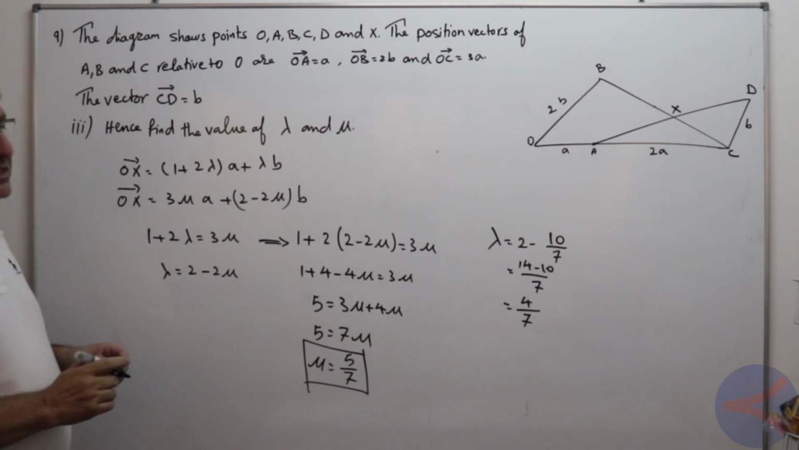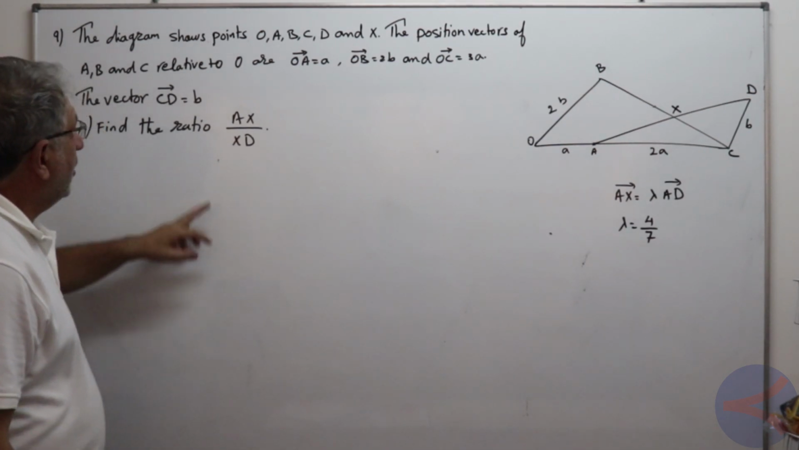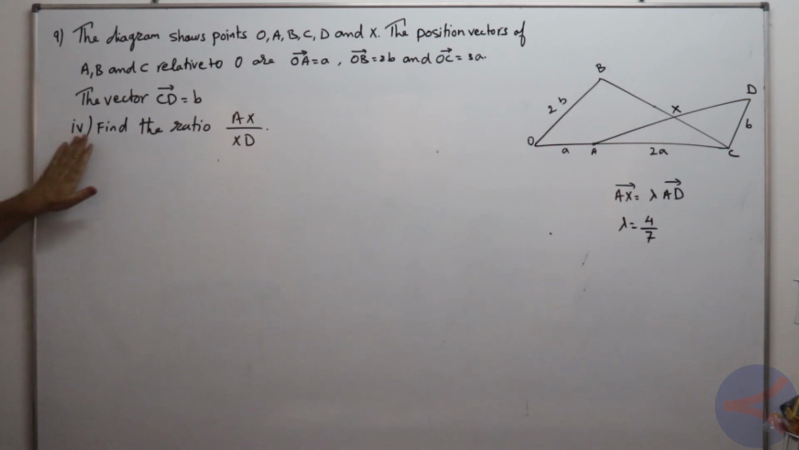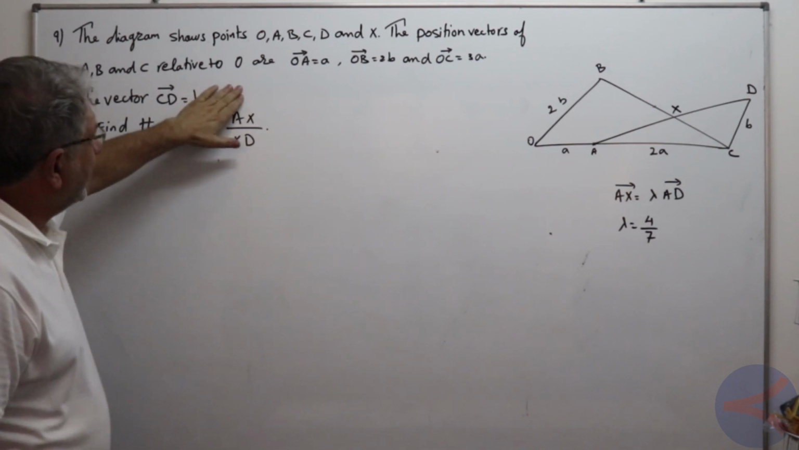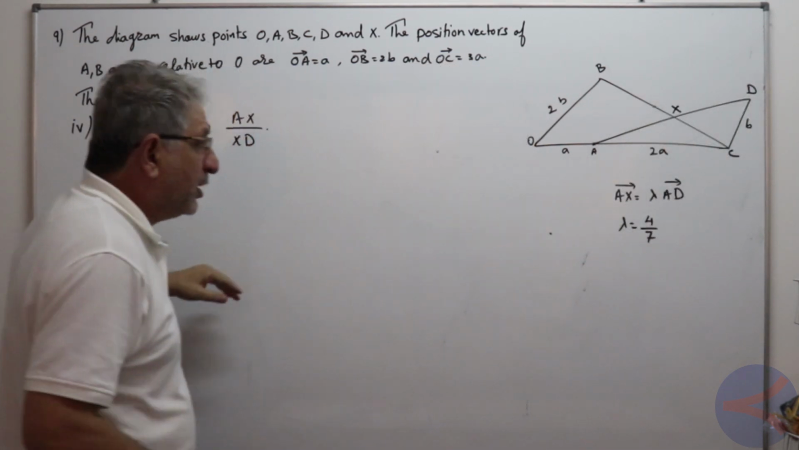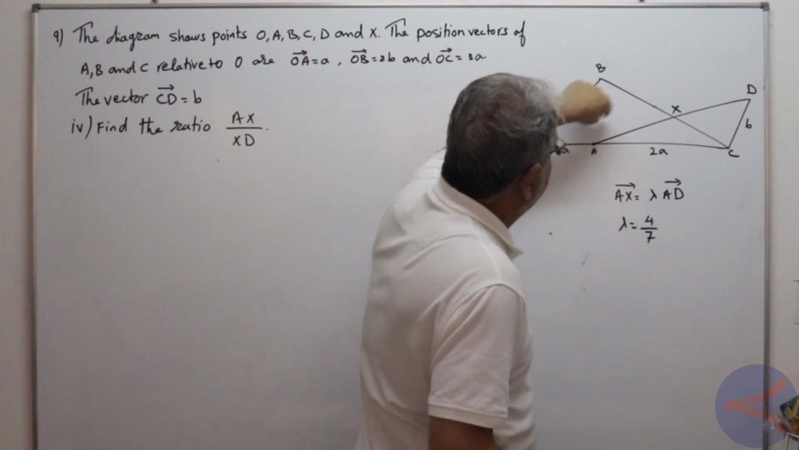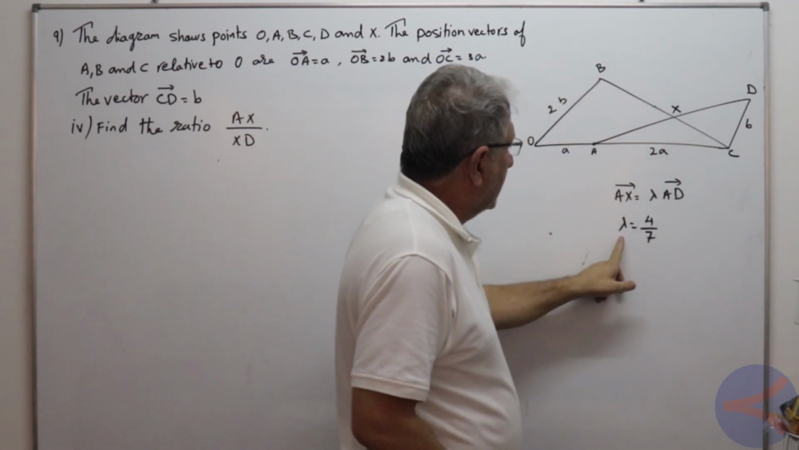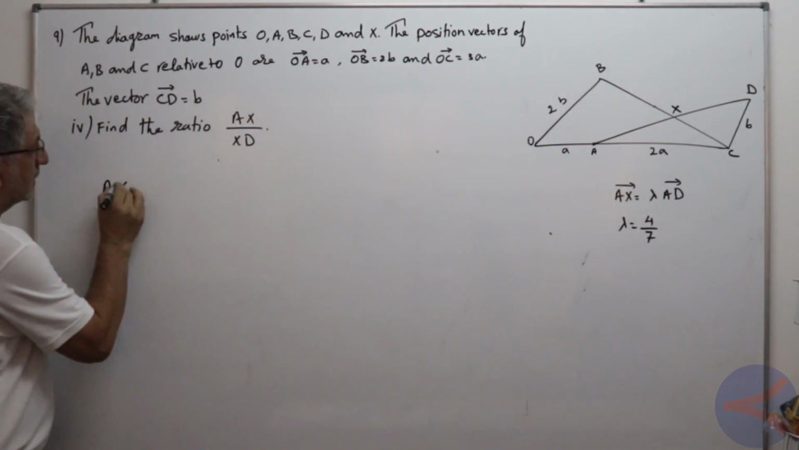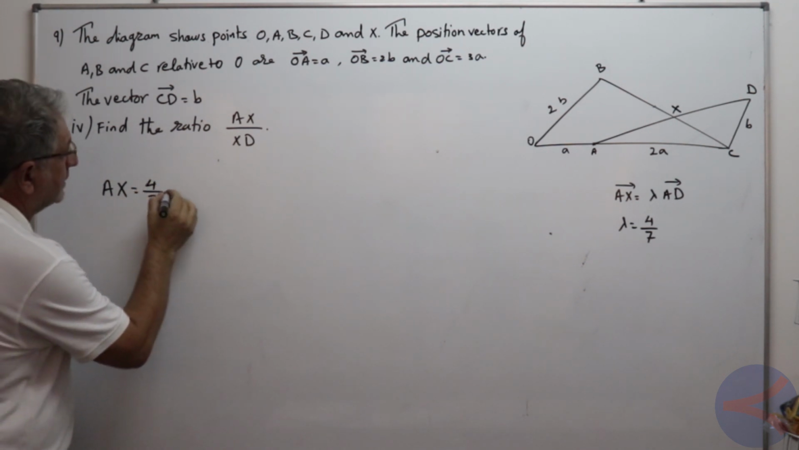Now we are going to do the last part of this question, which is part 4. The fourth part of this question says, find the ratio of AX to XT. From the first part of this question, we know that AX is equal to lambda times AD. Then we found the value of lambda is equal to 4 over 7. Therefore, we know that AX is equal to 4 over 7 times AD.